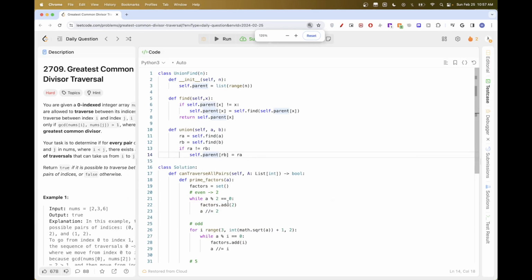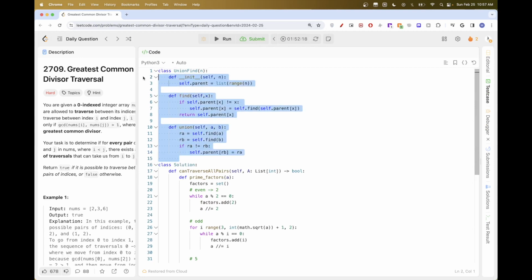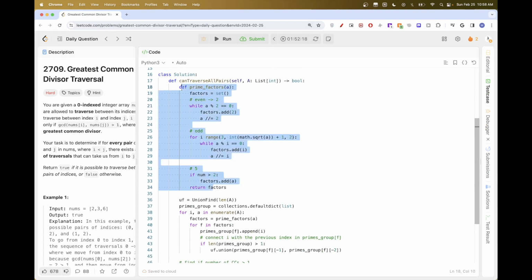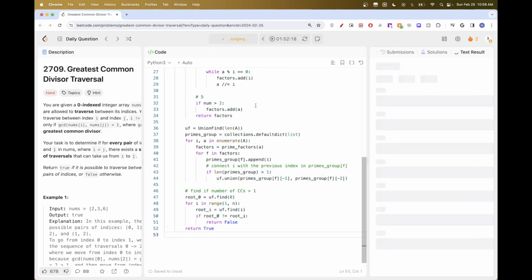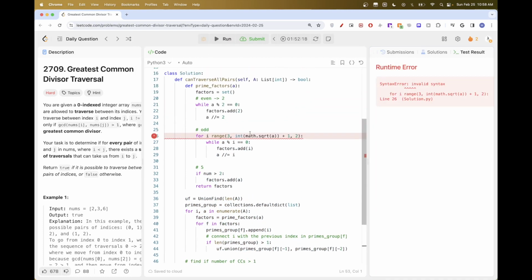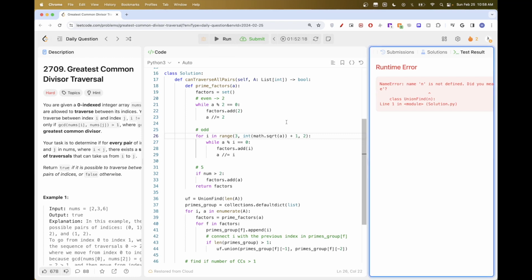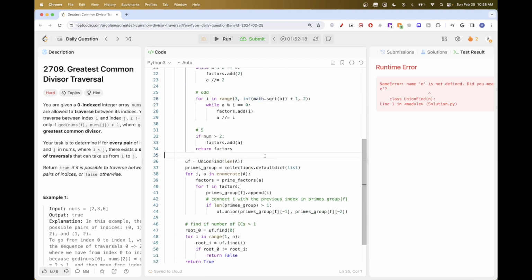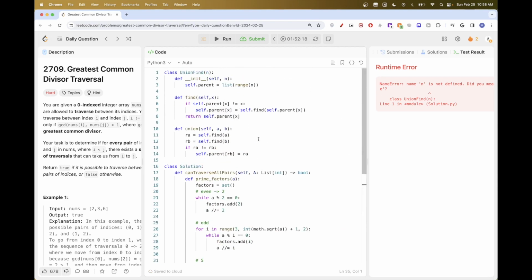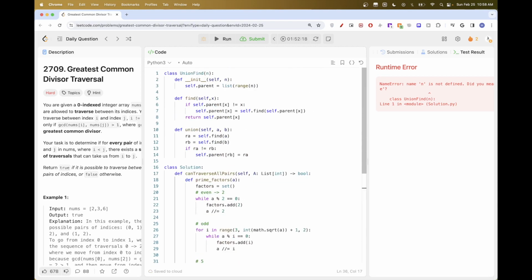Okay, so now we filled up all the functions. We filled up our union find, we filled up our prime factors function, and we have the core of the algorithm here. So let's just run it. Invalid syntax. Let's see, this needs to be in. And we have n not defined. Let's see where. Yeah, if it's union find, and okay, this is here.